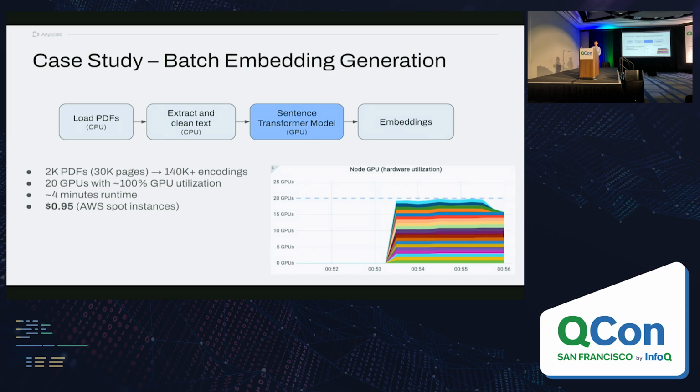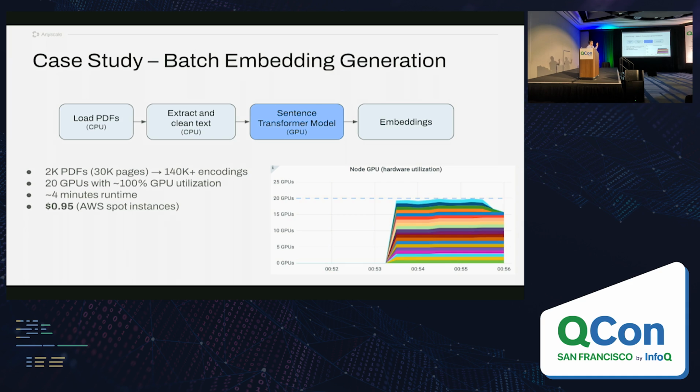So in order to generate such embeddings, we use Ray data with 20 GPUs with 100% GPU utilization. These 2K PDFs, which include 30K pages, we would like to generate 140K encodings. We use 20 GPUs, and this takes just about 4 minutes of runtime to finish all the processing.